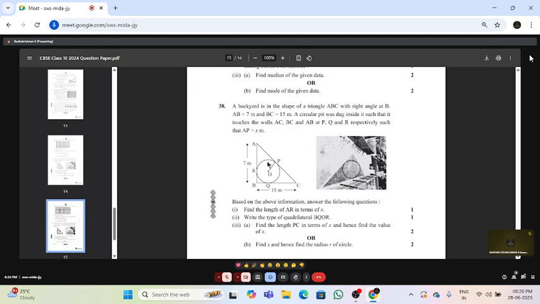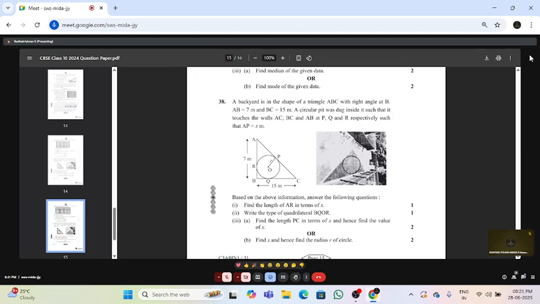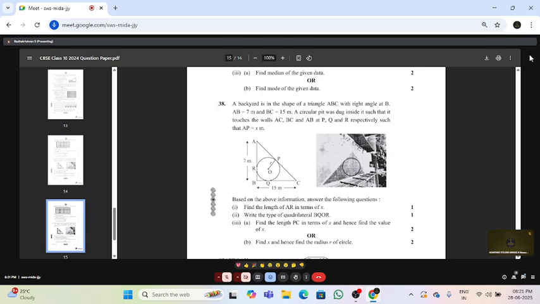The circular pit was dug inside it, such that it touches the walls AC, BC, and AB. So it touches all three walls at P, Q, R respectively. And it is given that AP equals X. Now, based on the above information, find the length of AR in terms of X.